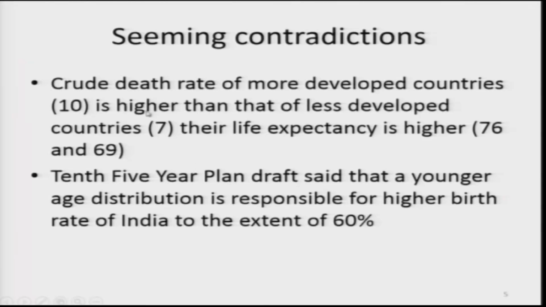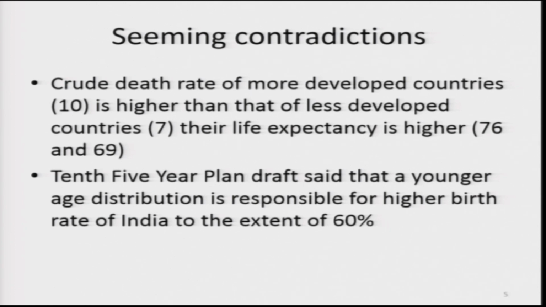To understand the weakness of crude birth rate or crude death rate, look at the figure that crude death rate of more developed countries is 10. The latest figure for crude death rate for more developed countries is 10 and the latest figure of crude death rate for less developed countries is 7. Does it mean that the health conditions in developed countries are inferior to health conditions in less developed countries? No. The life expectancy in the developed countries is 76 and in the less developed countries it is 69.